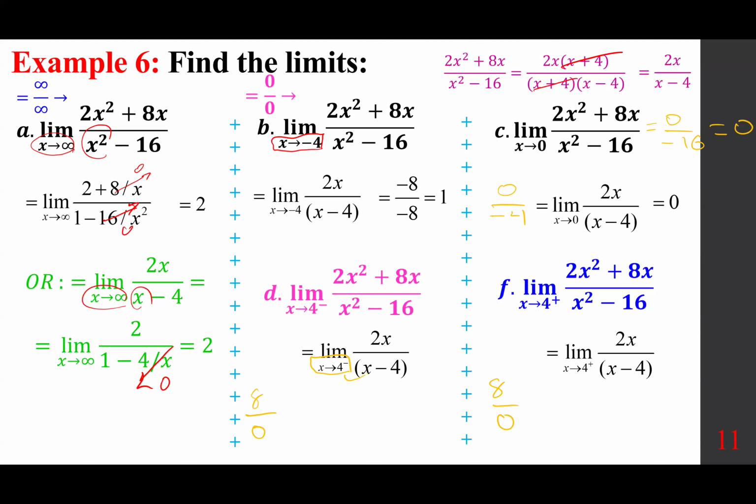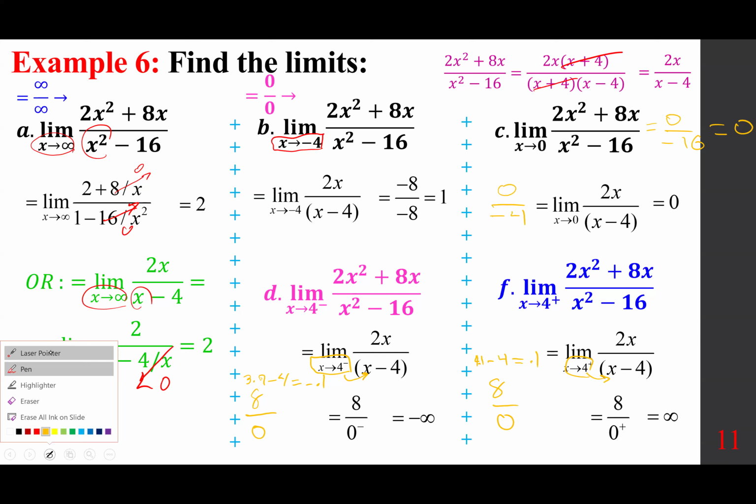However, what makes a difference is the denominator. Because 4 from the left, as an example, 3.9 minus 4 gives minus 0.1. So it's 8 over 0 from the left, which results in negative infinity. However, in this case, when you plug in 4.1 minus 4, let's say, which is positive, now the answer is positive infinity. And that's the key. Distinguish between negative and positive infinity in this manner. It's very fast to figure it out.